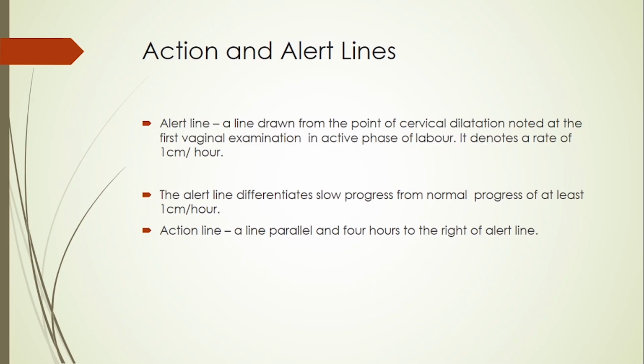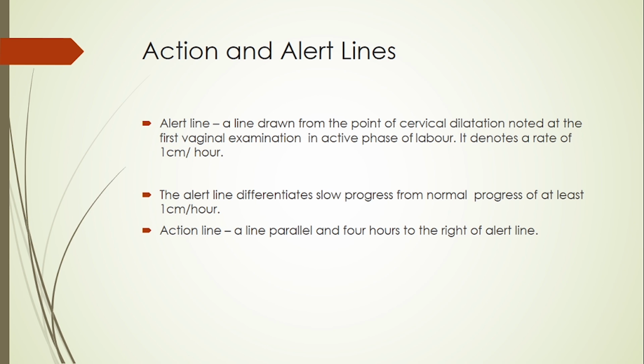On this same cervicograph, there are 2 lines. The lines are very, very important. A close look at the lines, you will see that there's an alert line, and that line is drawn from the point of cervical dilatation on your first vaginal examination when the patient is in active phase of labor. So the alert line usually starts pre-drawn in some cases at 4 cm cervical dilatation, and it denotes that you expect the rate of labor to progress at 1 centimeter per hour.